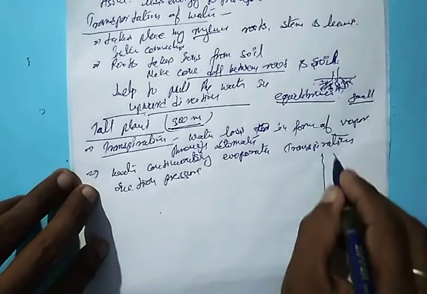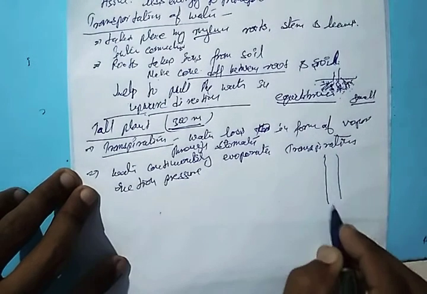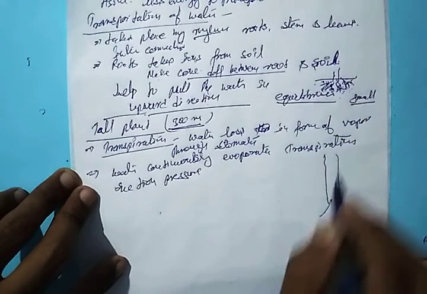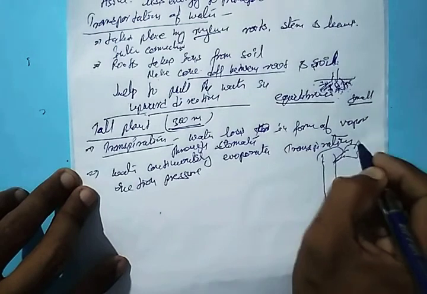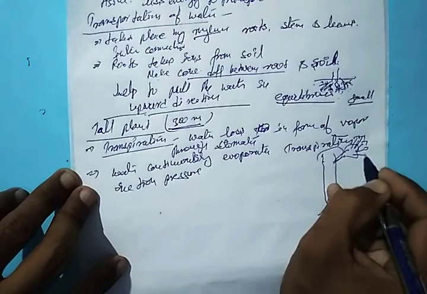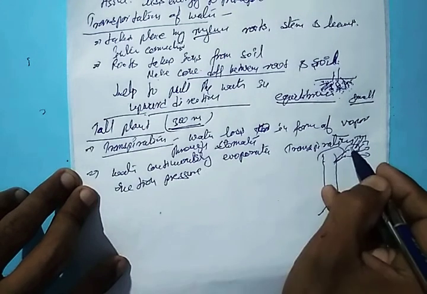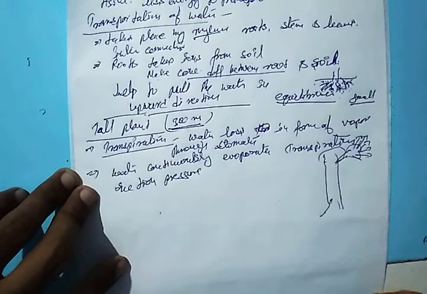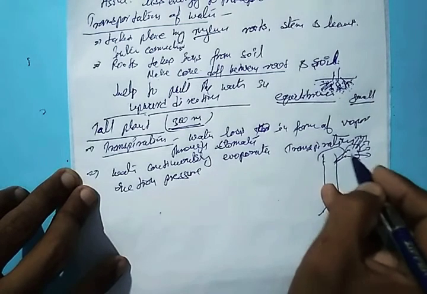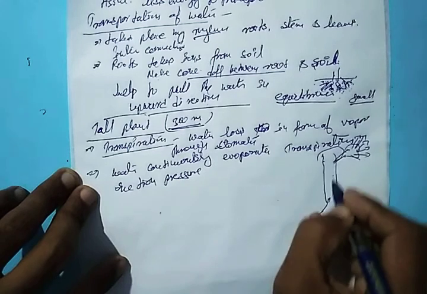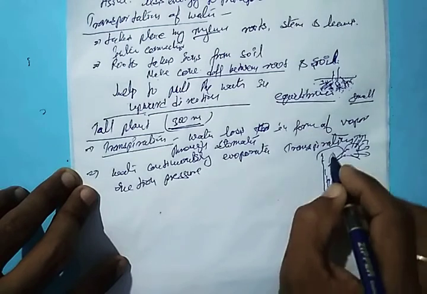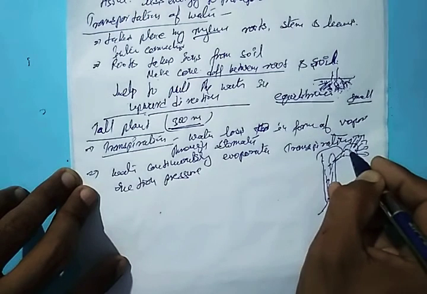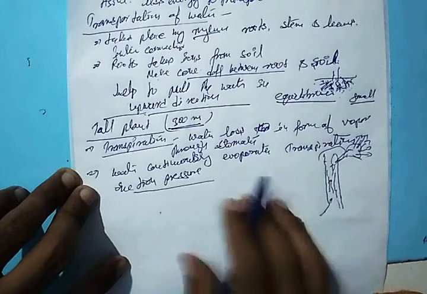How can it be? Suppose there is a leaf. From the leaf, water is evaporated. Due to the evaporation of water, a space becomes available due to the loss of water. To fill this space, water moves in an upward direction for continuous supply of water. That is called suction pressure.